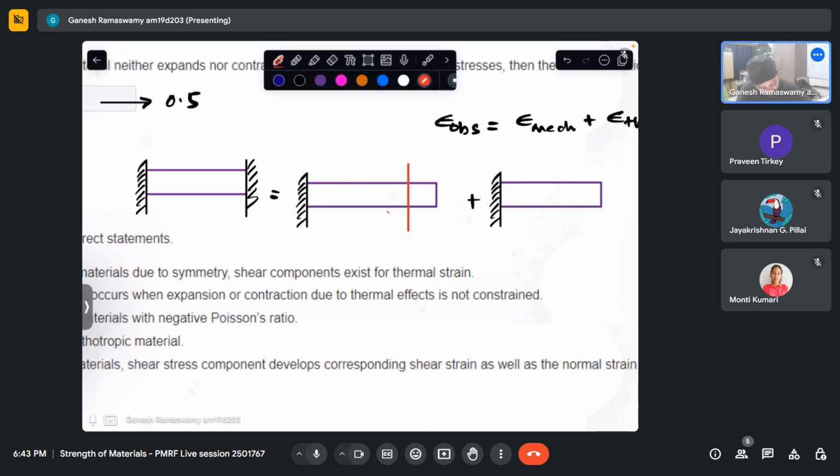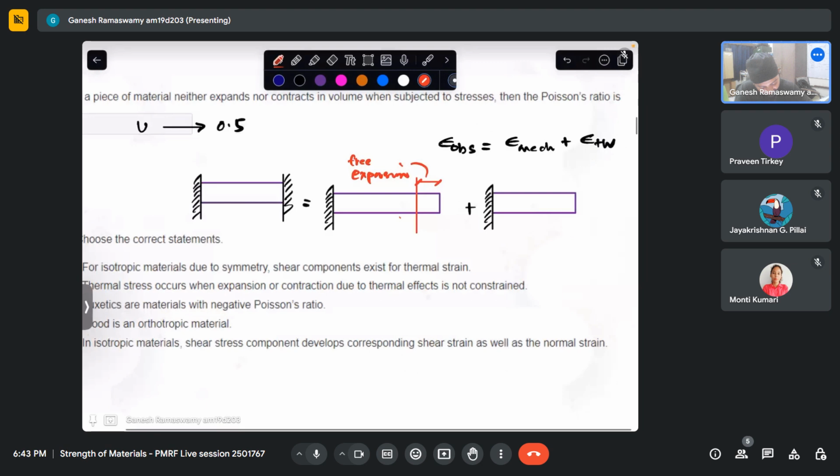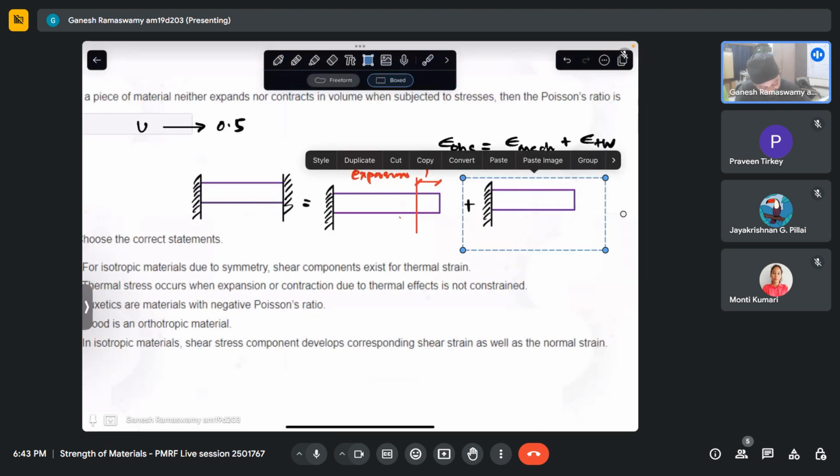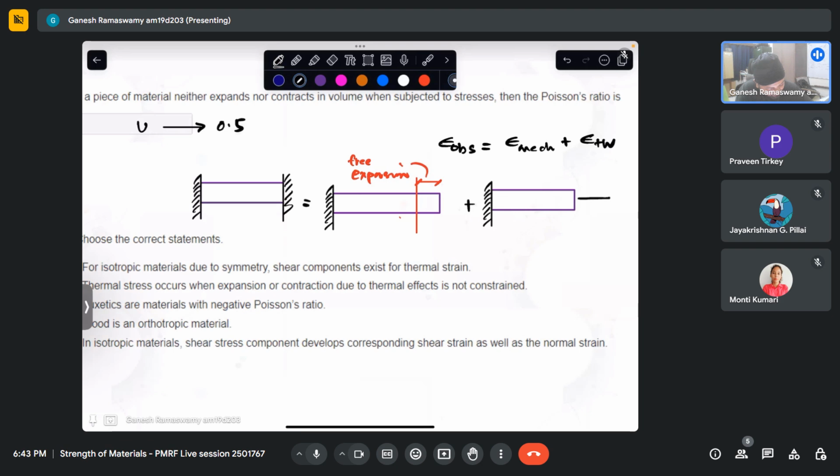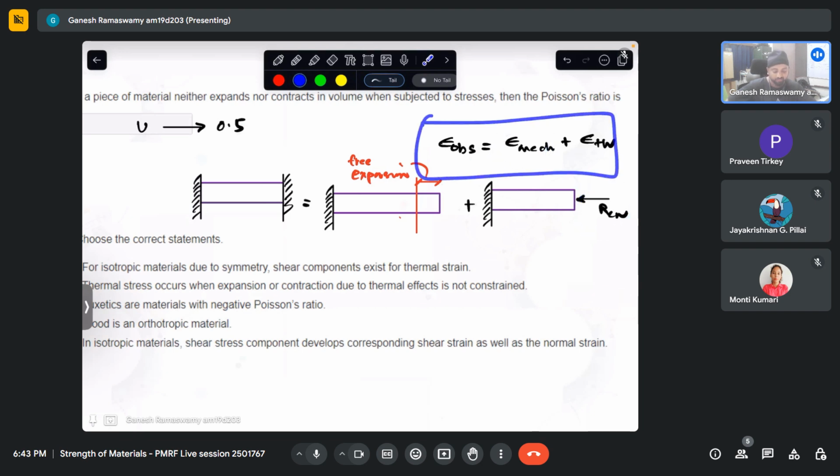So this is free expansion. This point will become more clear when we solve one example problem that will follow. So this is free expansion. But since the free expansion does not happen, there is a reaction from the wall which will bring the observable strain to 0. And that reaction will induce a mechanical strain. So naturally in this equation, when the left hand side goes to 0, we can see that the mechanical strain is equal to the negative of the thermal strain.